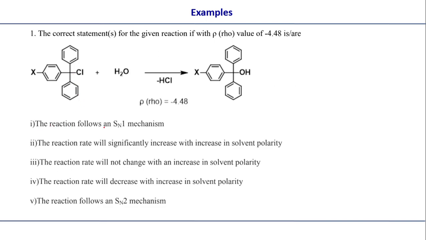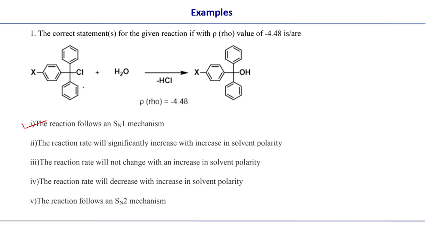So the option is given here: the reaction follows an SN1 mechanism. This is the first correct option. Now we have to check the other options also, whether they are correct or not. The second option: the reaction rate will significantly increase with increase in solvent polarity. So is it correct or not? You can see here this is an uncharged species and the intermediate will be a carbocation, which is a charged species, right?